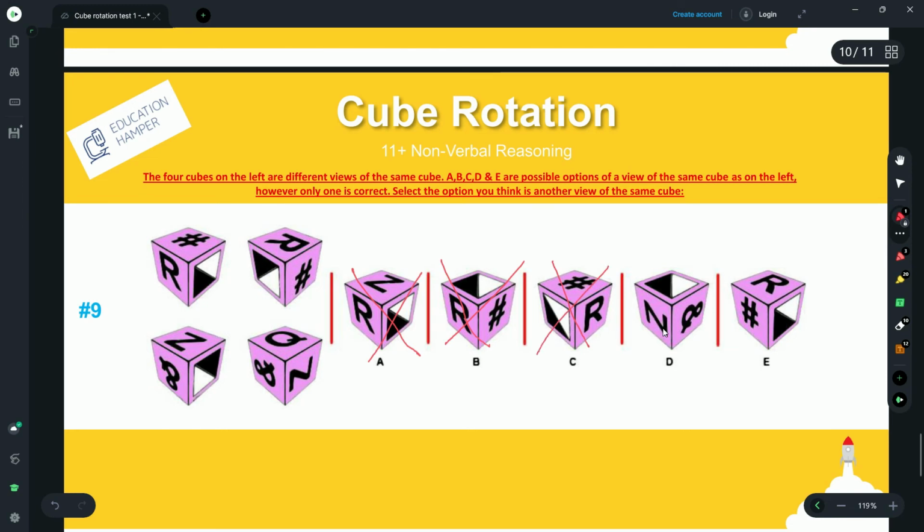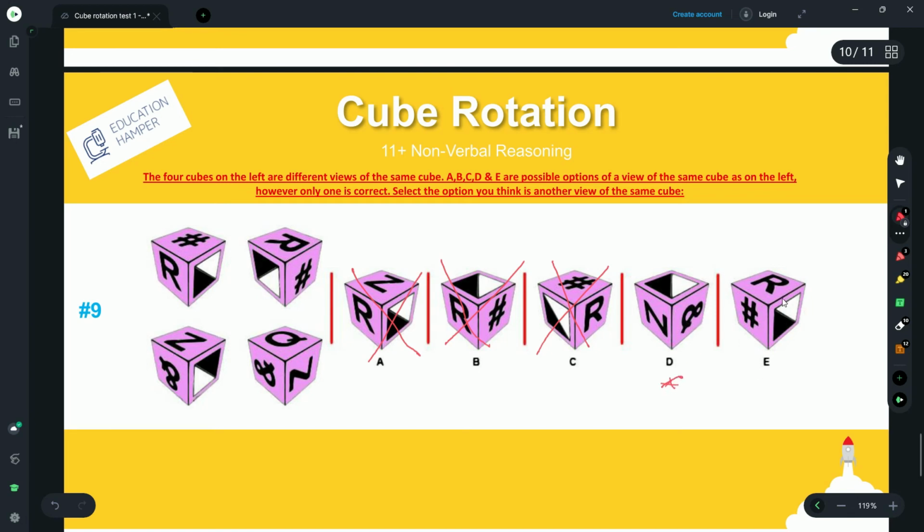Part D, the Z is facing the black part of the triangle. Yeah, here we have Z facing the black part of the triangle and the side of the R facing the white part of the triangle. That seems correct again. We twist this around so the R comes to this face here, Z goes there and the square with the diagonal sits on this face. So that's probably our answer.